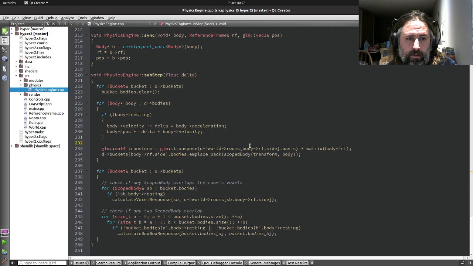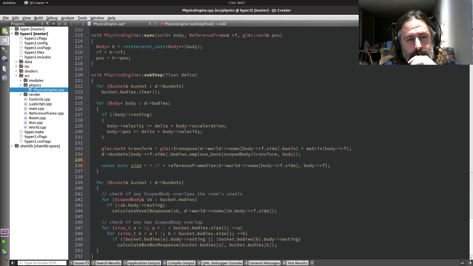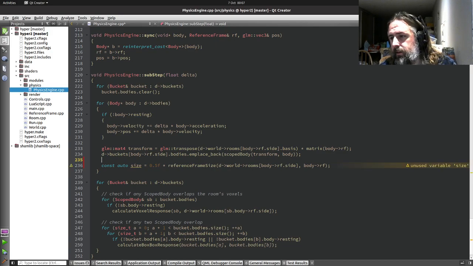So we definitely want to add it to the bucket that it is currently in, but we also want to add it to any adjacent buckets. It could be in a few. I don't want to make objects that are bigger than an entire room. Well, I mean, I kind of do, but for sanity's sake, let's just not.